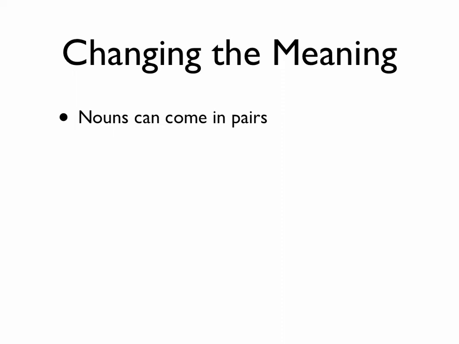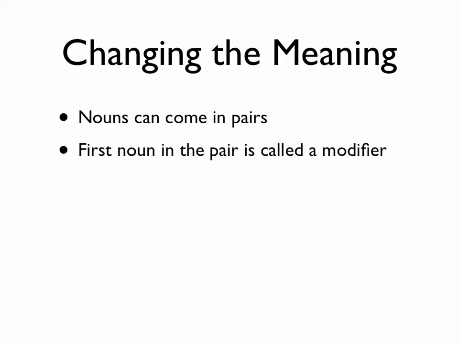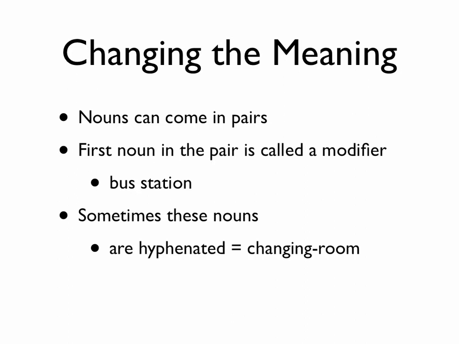Changing the meaning using nouns. Nouns can come in pairs. So you might have the first noun in the pair, and we call that a modifier. There are different types of modifiers than just noun modifiers, but you have a word like bus station, okay? And then sometimes these nouns might be hyphenated, like changing-room, right? You put the hyphen in there because people might be confused and think that the room itself is changing, as opposed to a place where people go to change their clothes.